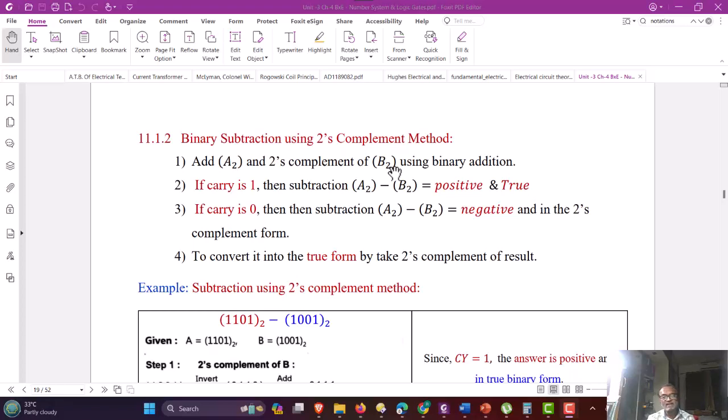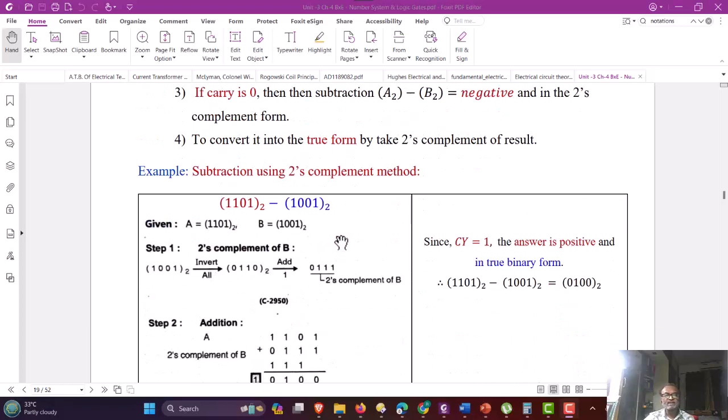If carry is generated in the addition, then the subtraction A minus B is positive. If carry is not generated, then the subtraction A minus B is negative. And if it is negative, then it is in the 2's complement form. To convert it to the true form, we have to take the 2's complement of the result. So this is the simple 4-step procedure. Let us see the example.